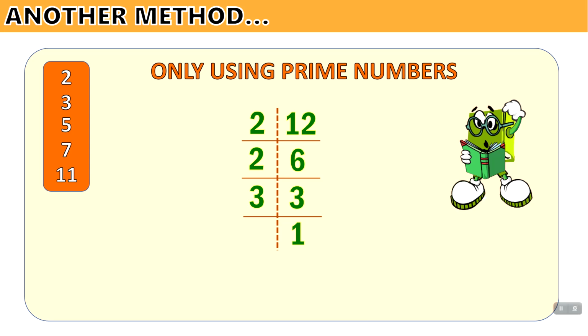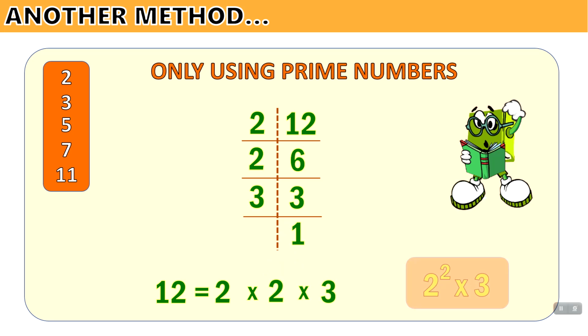And if you look on the left-hand side now, you see the 2, the 2, and the 3. So 12 is equal to 2 multiplied by 2 multiplied by 3. These are the prime factors of 12. Again, we can write this as 2 squared times 3, because 2 times 2 is 2 squared. And so our answer is 2 squared times 3. 12, written as prime factors, is 2 squared times 3.